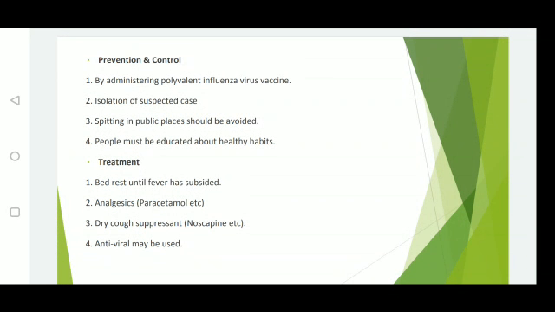Then third one, dry cough. Because of the cough we can give a dry cough suppressant, noscapine. Then antiviral administration as per the doctor's order. For example, Fluvir we can give. Fluvir comes in dosages of 75 mg and 150 mg. As per the doctor's order we can give either 75 mg or 150 mg.